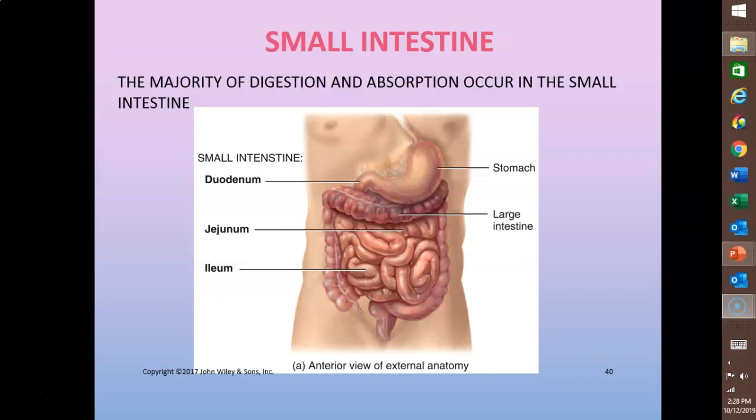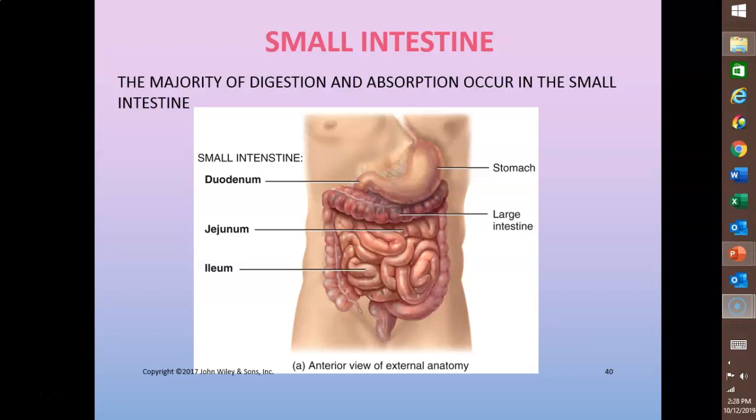So the small intestine is divided into 3 regions. The first part is the duodenum, or you may hear it called duodenum. I prefer duodenum because duodenum makes me think of 2 pair of jeans. So the duodenum is the shortest region. It starts at the pyloric sphincter of the stomach and is in the form of a C-shaped tube. The duodenum means 12. So it's named because it's about as long as the width of 12 fingers.